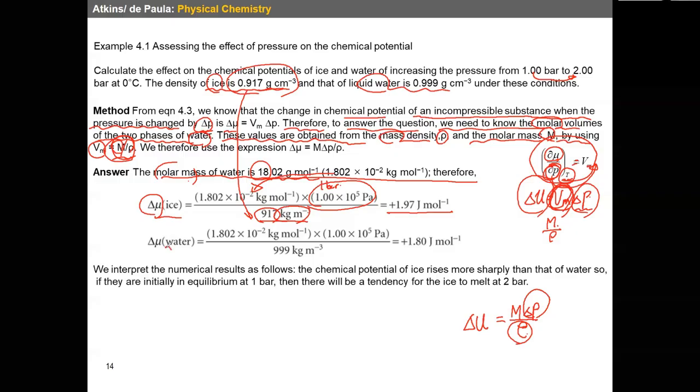So in the case of water, delta mu equals the density 0.999. Similarly, we put that value here. And the molar mass of water is the same as the ice because the two have the same composition, right? And the pressure change is also the same. If we calculate these, then we get 1.8 joule per mole. So the chemical potential change during this pressure increase is larger for the ice than the water.